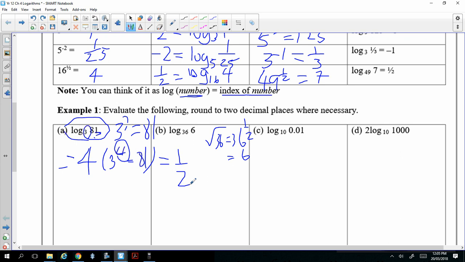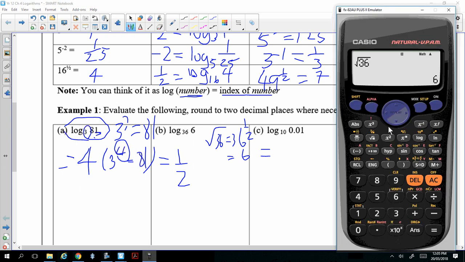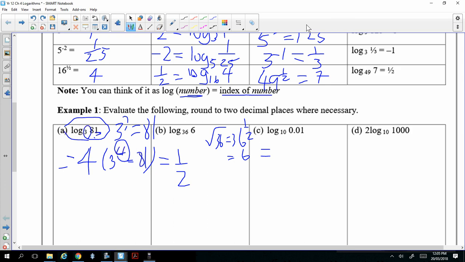All right, how about the next one? 10 to the power what is 0.01? 10 to the power of a negative power. 0.01 is negative 2, so write negative 2, because 10 to the power negative 2 is 0.01.